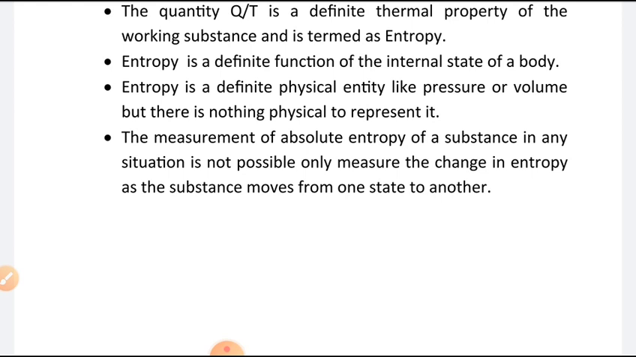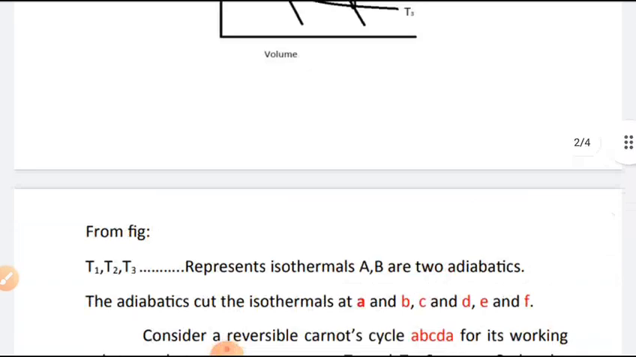The measurement of absolute entropy of a substance in any situation is not possible. We can only measure the change in entropy as the substance moves from one state to another state. See there, you have to focus on this point. Only when the substance moves from one state to another can we speak of change in entropy, but we can't speak of the absolute entropy of a substance, right?